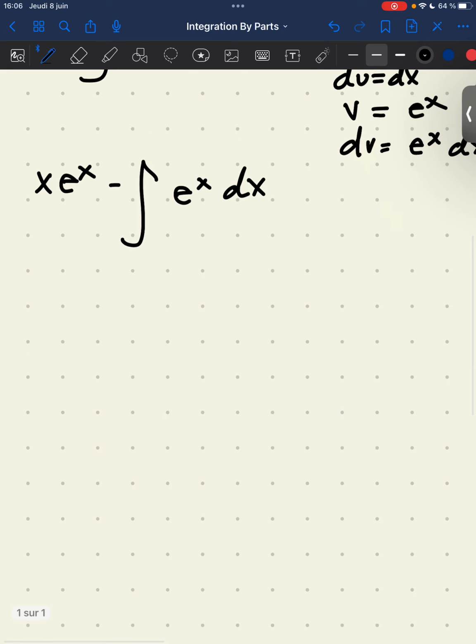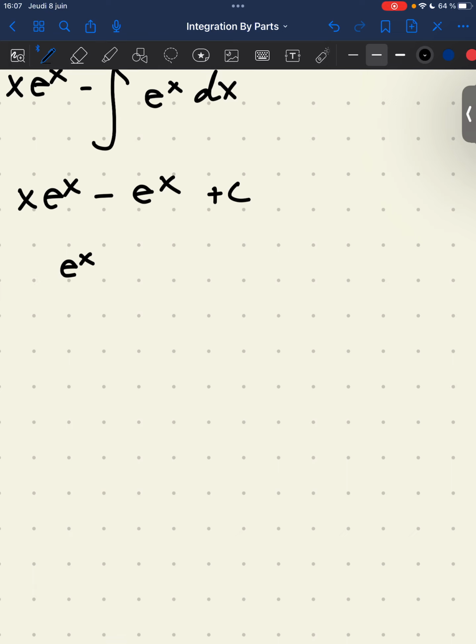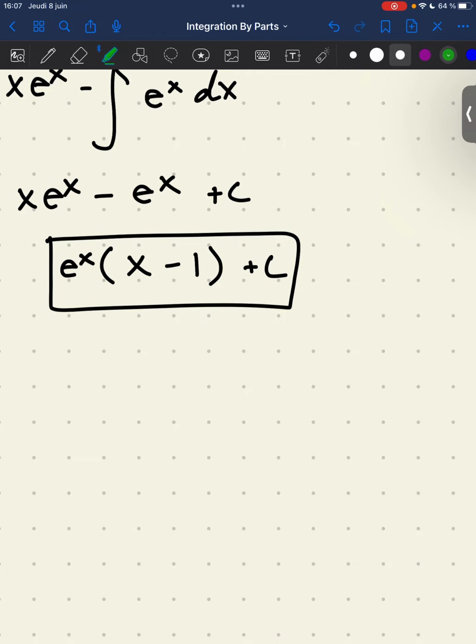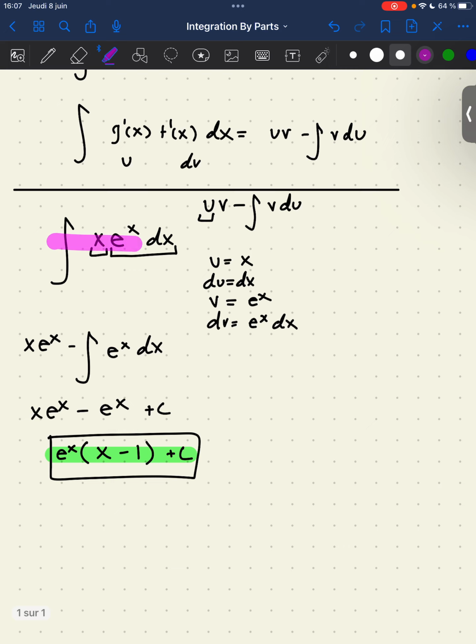Now you can simplify this a bit further. You can just say x e to the x minus e to the x plus c. We could simplify this a bit more by factoring out e to the x, giving e to the x times (x minus 1) plus c. And that will be our answer. Green is for the answer, purple is for the question.